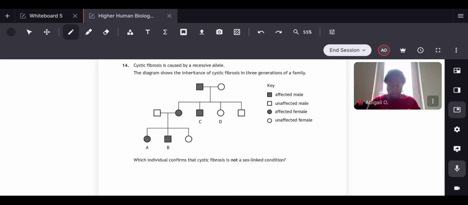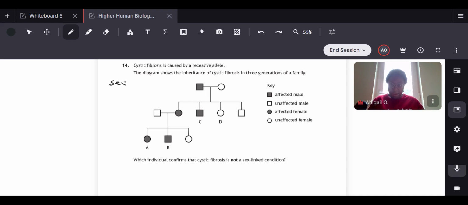Okay, question number 14. Cystic fibrosis is caused by a recessive allele. The diagram shows the inheritance of cystic fibrosis in 3 generations of a family. Which individual confirms that cystic fibrosis is not a sex-linked condition? Now, a lot of people find these pedigree charts challenging and difficult to look at. Let's try and break down what we're looking at and make it a bit easier to digest. So we're being asked a question: is this a sex-linked condition? We know the answer is no, but how do we know it's not a sex-linked condition?